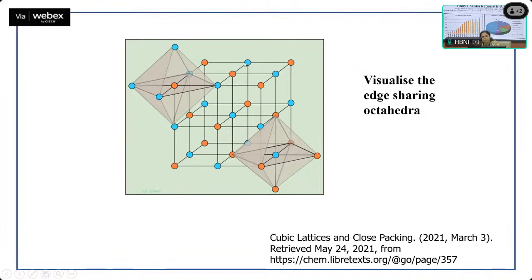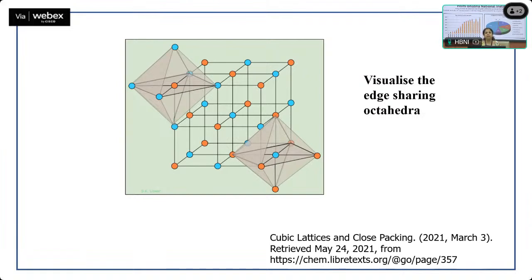Then this edge, then this edge, then this edge, and then one on the top and one at the body center. So how you can visualize the NaCl structure is, it is formed by edge-sharing octahedra of NaCl6 or ClNa6. Okay, so how you can imagine is, I'll repeat again, NaCl or the rock salt structure can be visualized as edge-sharing octahedra of NaCl6 or ClNa6.